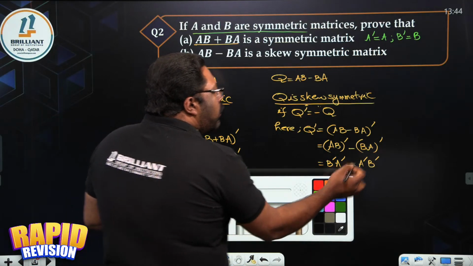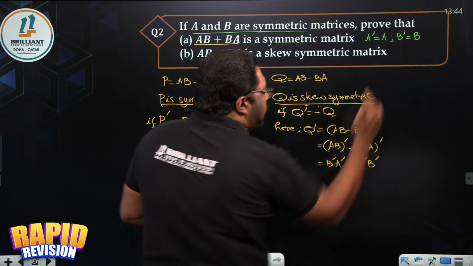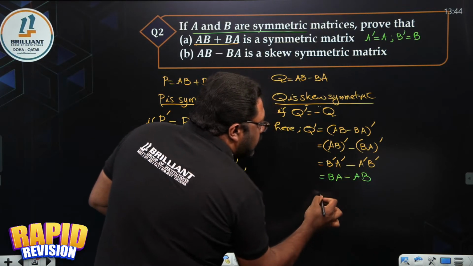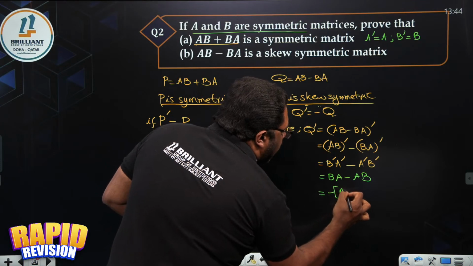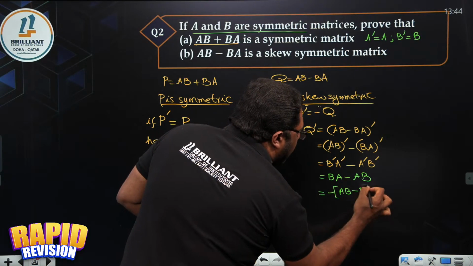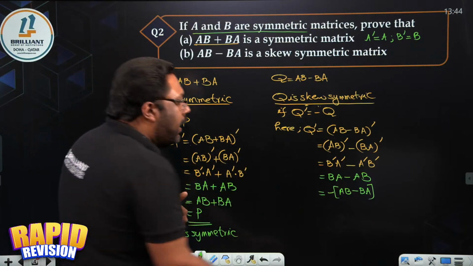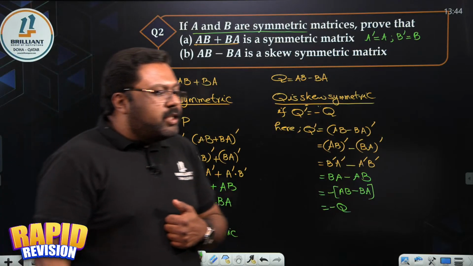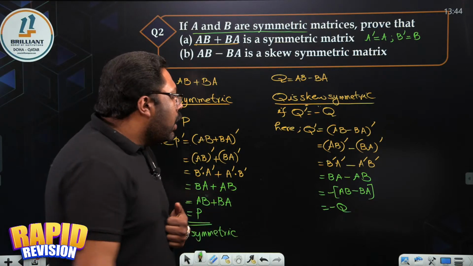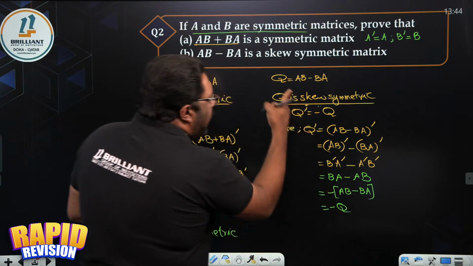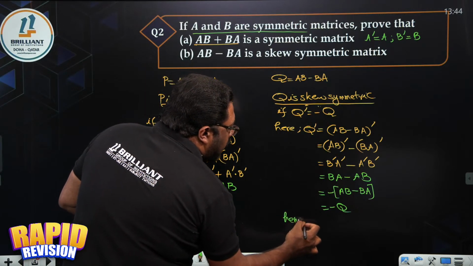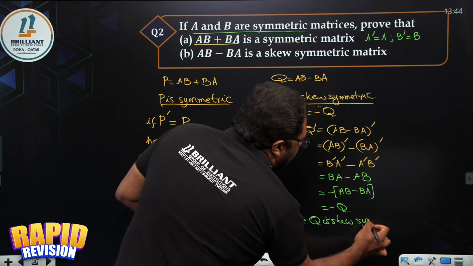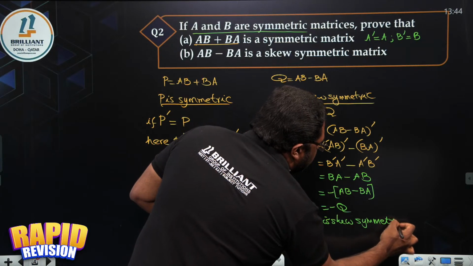Now again, using this condition, A dash is A, B dash is B. I can say it is BA minus AB. Take the negative out, you will get minus of AB minus BA. And AB minus BA is definitely Q. Okay, all of you clear? Q dash is equal to minus Q. Hence Q is skew symmetric.